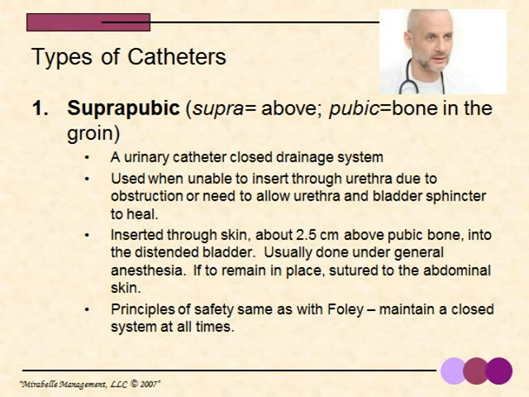An incision is made through the skin in the abdomen about 2.5 centimeters above the pubic bone into the distended bladder. And this is generally done under general anesthesia. And if it's to remain in place, the catheter can be sutured to the abdominal skin. A sterile dressing is applied around the insertion site, and usually every morning and as needed, it can be changed. And a closed system must be maintained at all times, as contaminants could pass through the tubing into the bladder, the same as with the Foley catheter.